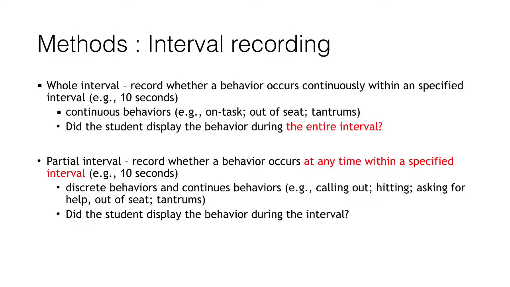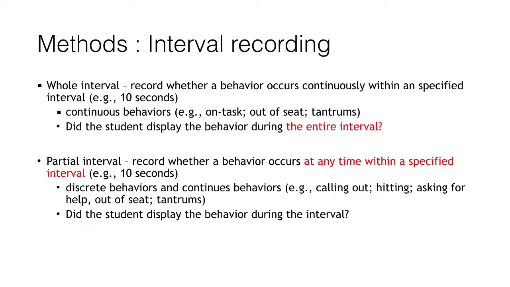Let's say your observation time is 5 minutes and you decide to use a 10-second interval, then you will divide the observation time into 10-second intervals. So each minute you will have 6 intervals, multiplied by 5 minutes. So you will have 30 intervals total.